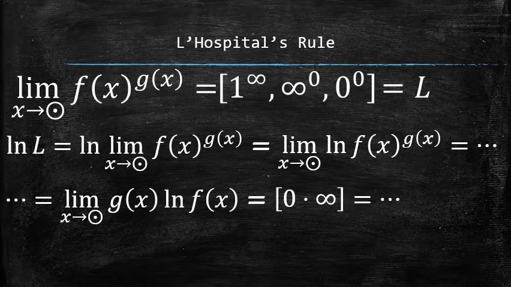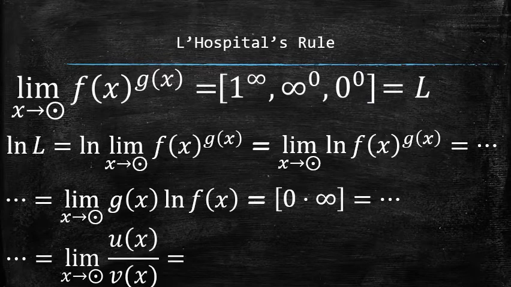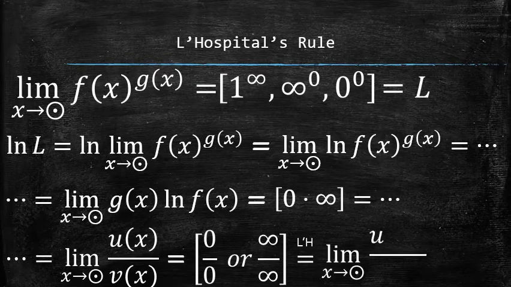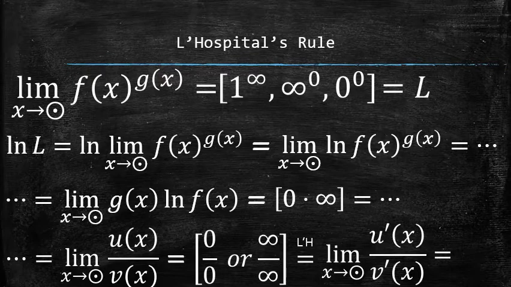Then we rewrite it as a ratio to change the type to 0 over 0 or infinity over infinity, and then we apply the L'Hopital's rule. At the end, to get the original limit, we exponentiate e to whatever ln of L we found is.